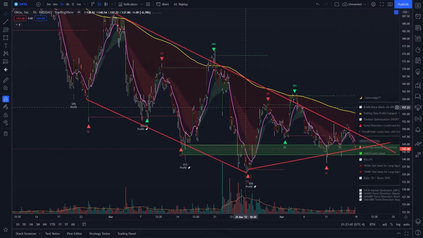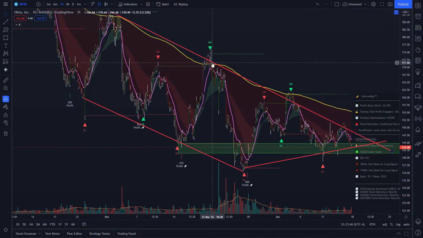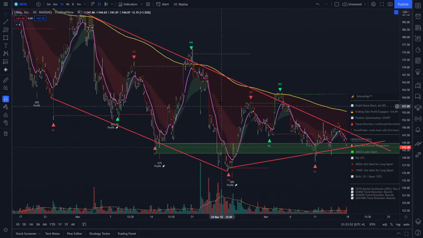So if we're going to continue to see a breakdown of this, then we would just continually take profit at the bottom and then open another position at the top for another date, right? So you're taking that profit and just rolling it and rolling it and rolling it.